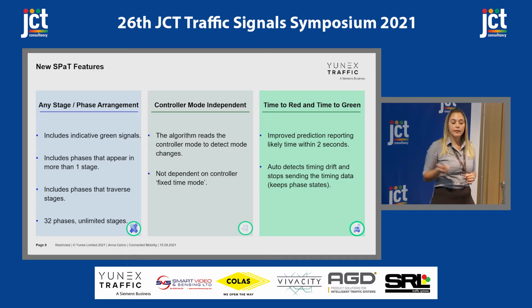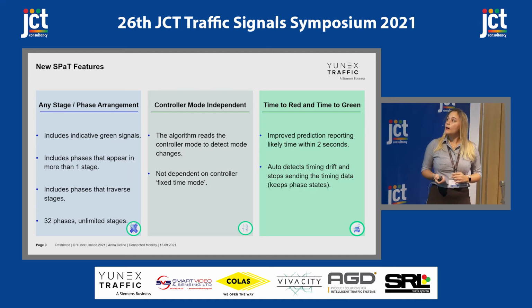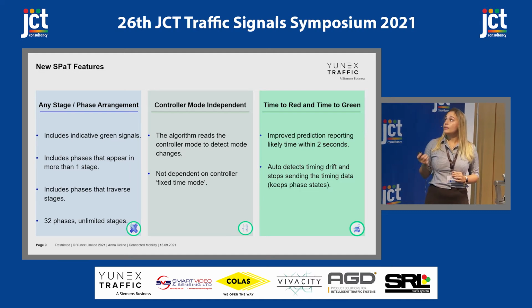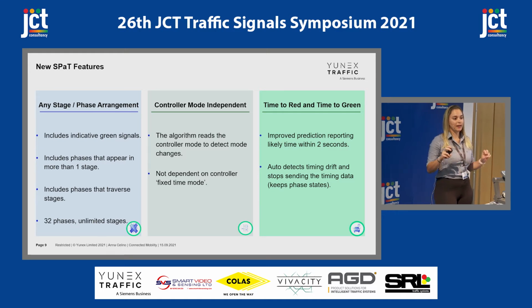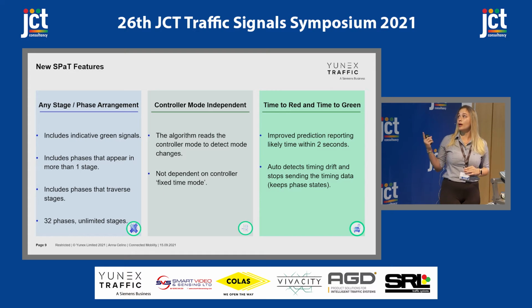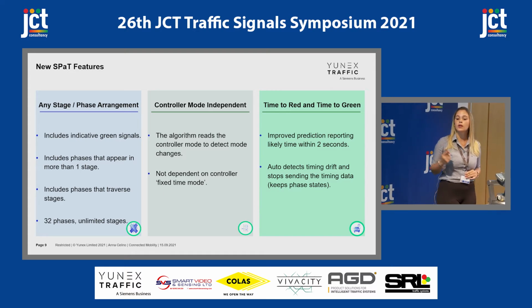And the controlling mode independent, I think, is the main one, the fact that we don't really need to work on fixed mode, because we are very attached to that, for time to red and time to green. The way this algorithm works is basically it reads how the controller is working for 5 consecutive cycles. Then it understands that as being something like a fixed mode. Based on that, it can predict, and actually now it is much improved because the prediction is only 2 seconds off for time to red and time to green.